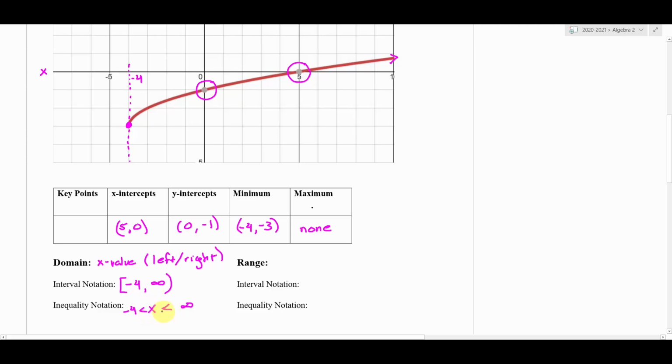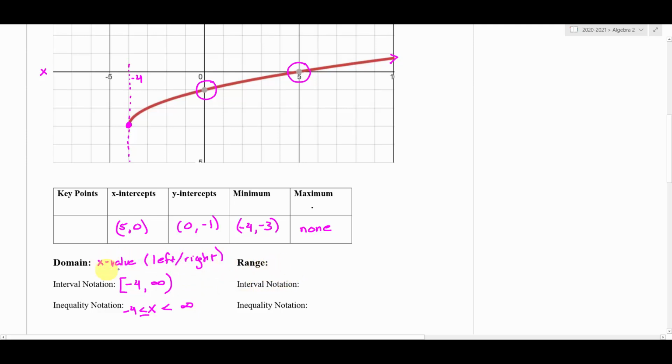And then I got to think about my equal to symbols. Since we can actually get to the negative 4, I need to put an equal to bar underneath that inequality. But since we'll never get to the infinity, I'm not going to put that bar underneath this one. Okay? So you'll have to make sure you read the directions on MyOpenMath. They might ask for interval notation, they might ask for inequality notation, and you need to be able to write both of these.